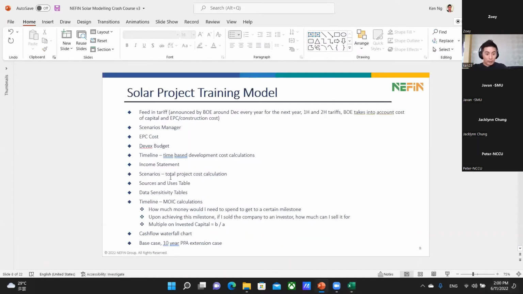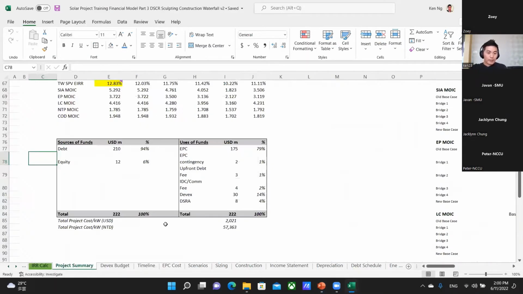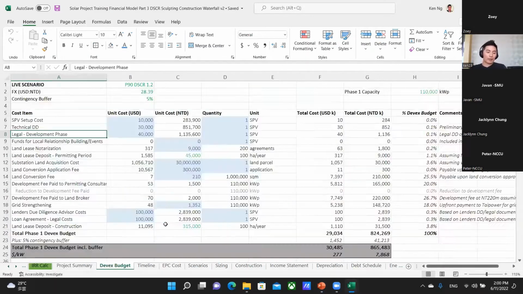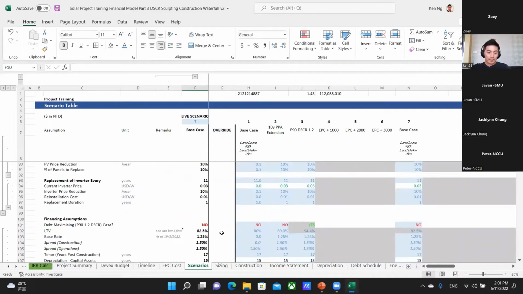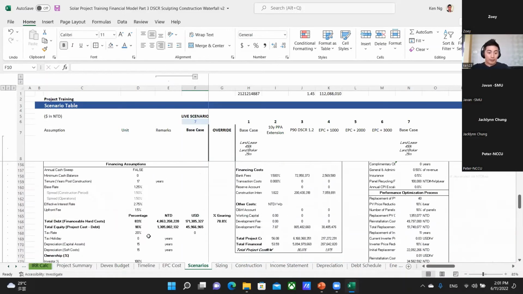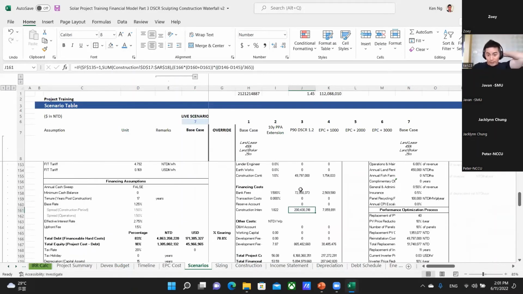Okay, so the next one is to talk about the total project cost calculation. Typically in these kind of high level evaluation models, we make a bunch of general assumptions in the model, right? So for example, in terms of our expenses, right? So we've got our construction interest expense in this calculation here.